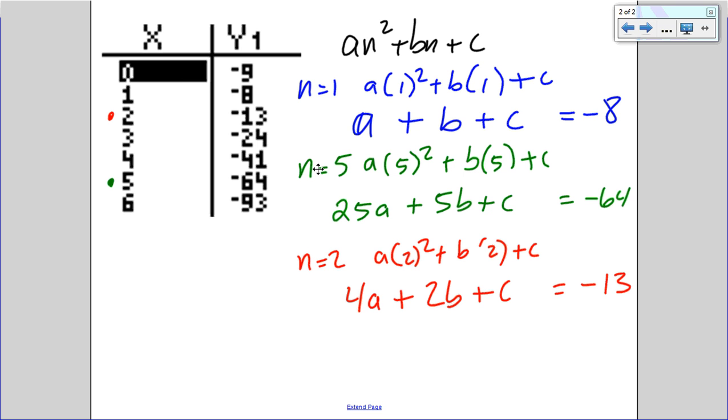Maybe if you use a zero, that'd be a little more convenient. But you can solve this using elimination, substitution, and things like that. We're going to pick a little easier, faster method, actually using matrices.